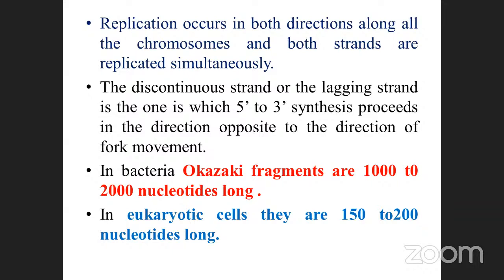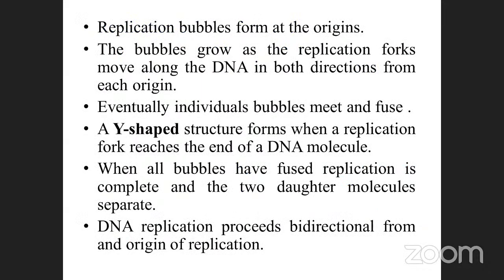In the Okazaki fragments, how many nucleotides are present? Sometimes they may ask questions. And also one more: the replication starts from where to where? 3' to 5'. Okay. And another point is 5' to 3'. Replication bubbles form at the origin. The bubbles grow as replication forks move along the DNA in both directions from each origin. Eventually, individual bubbles meet and fuse.